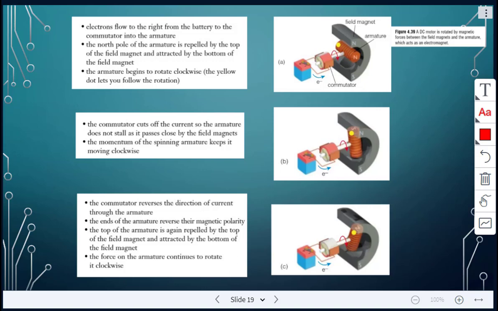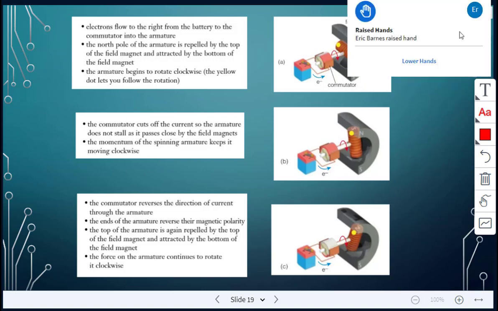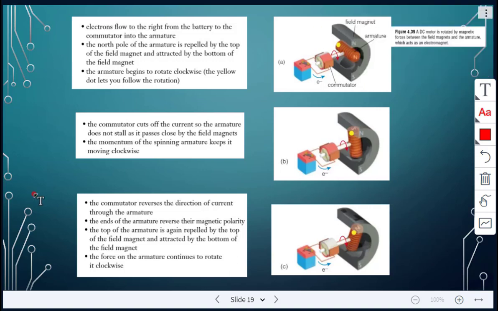So here's a DC motor. So here we have a DC motor, and it's rotated by magnetic forces between the field magnets and the armature. And the armature is acting as an electromagnet. So here is the armature. This is the field magnet. You can see the north and south poles. So electrons will start to flow to the right.